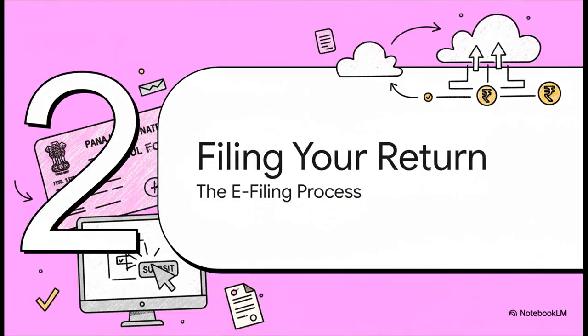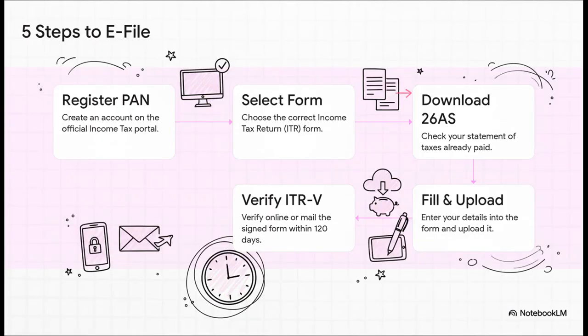All right, so you've got your PAN in hand. Now we can move on to the main event, actually filing your income tax return online. You'll hear people call it e-filing. Believe it or not, the process is pretty straightforward. Step 1, register your PAN on the official income tax website. Step 2, pick the right ITR form, that's the tax return form, for you.